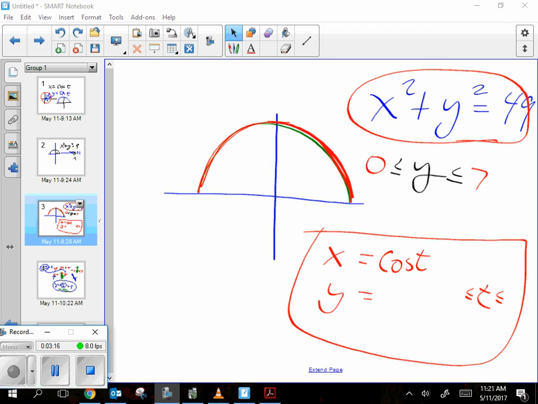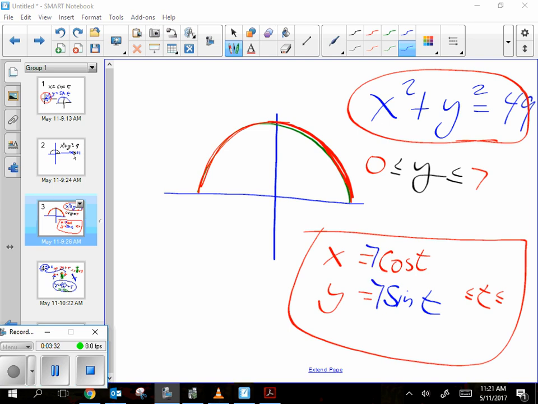Okay. What would be wrong with just saying cosine and sine? It would make a circle, but it wouldn't have the right radius, would it? Have you figured out what you should do to make that have a bigger radius? 7 cosine t and 7 sine t. Does that ring bells like r cosine theta? Does that sort of remind you of that? And r sine theta? All right.